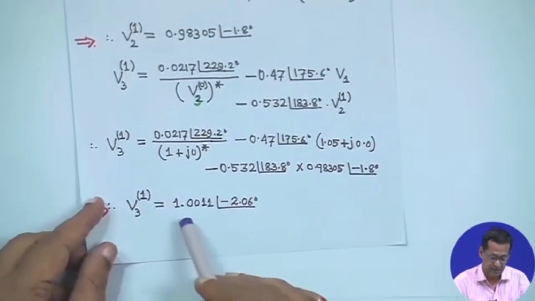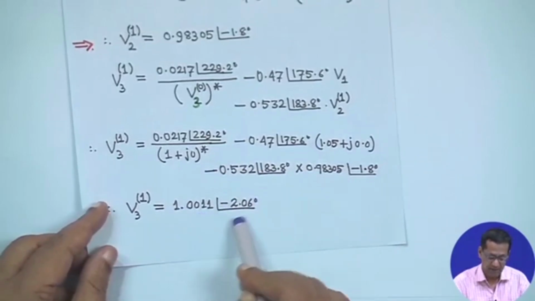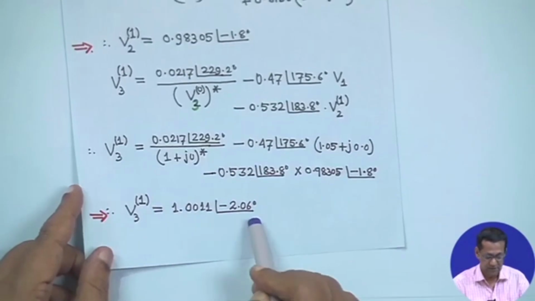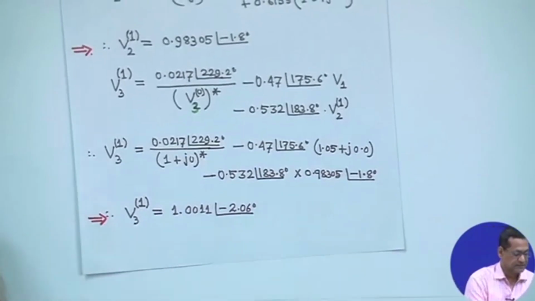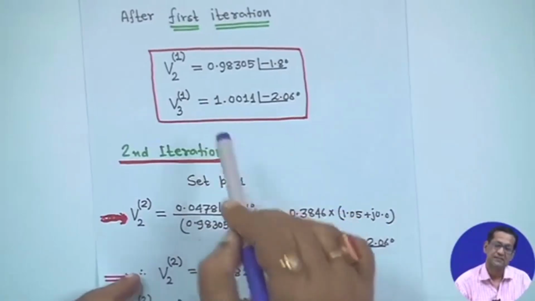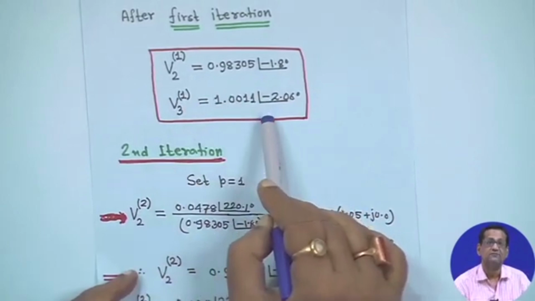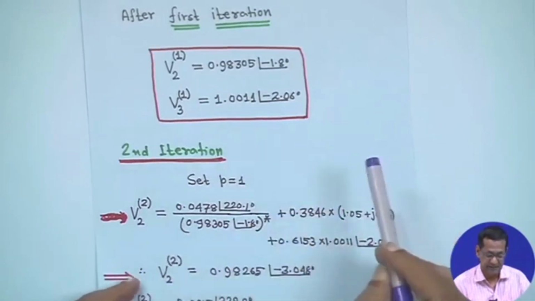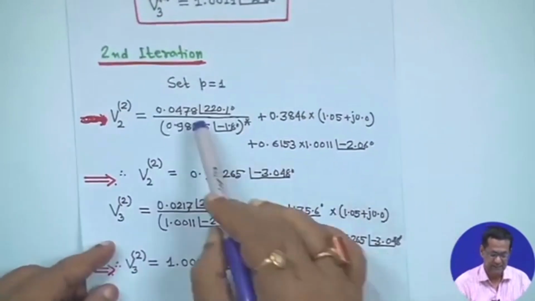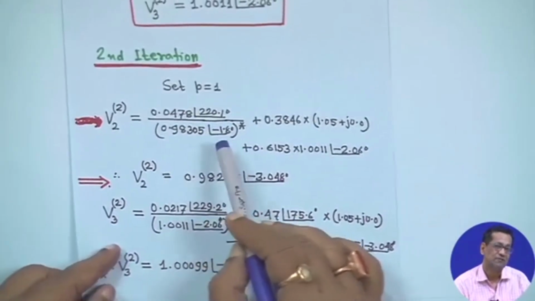So, V3 after calculating all, you will get 1.0011 angle minus 2.06 degree, right. That means after the first iteration this is the result: V2 1 is equal to this much and V3 1 is equal to this much, right. Now, second iteration, when you go for the second iteration, these values remain constant; all constant parameters are computed before.